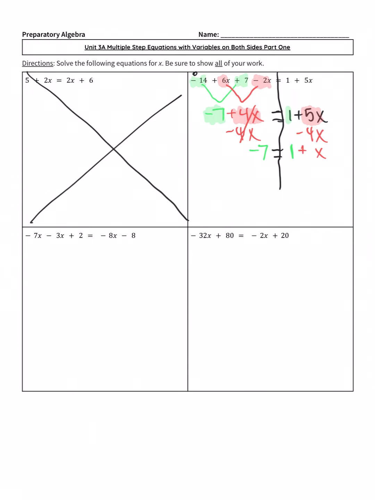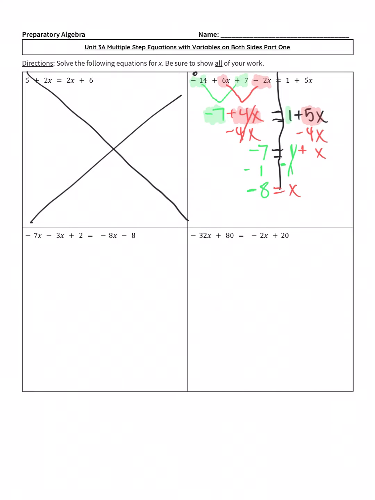Now, my next step is to see if there's any more like terms. And I can see up here I identified -7 and 1 as like terms. So I need to get those on the same side. What I'm going to do is subtract 1 from both sides. -7 minus 1 is equal to -8. And now, 1 minus 1 is equal to 0, so that is gone. And now I'm left with just my variable on this side of the equation.